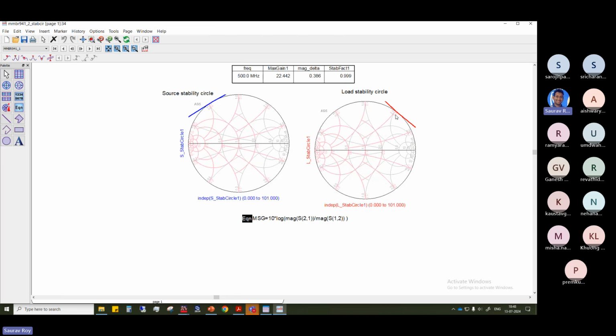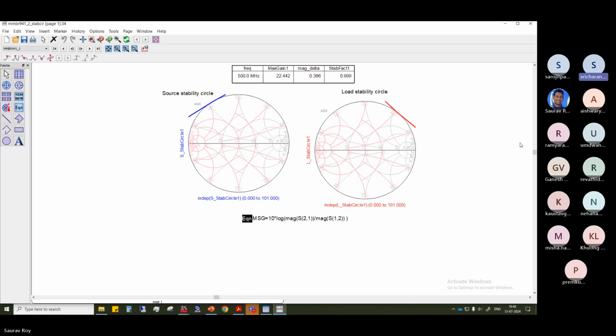Just by calculating this, we are able to put both stability circles just on the exterior of the Smith chart. That means now inside the whole Smith chart, everywhere you work, it will be stable. Okay. So now you see the stability factor is 0.999, because that is at the brink of 1. Okay, that's why. Yeah, is anybody asking anything?